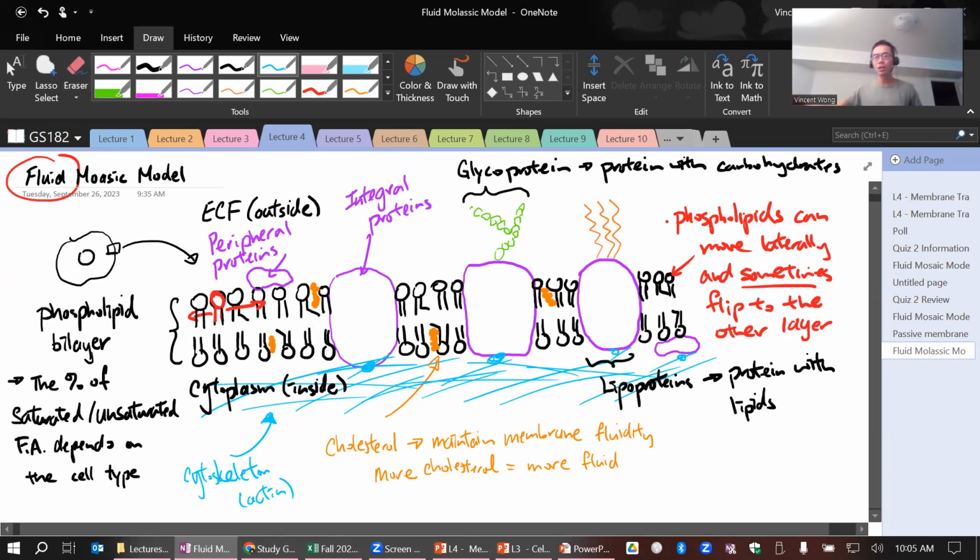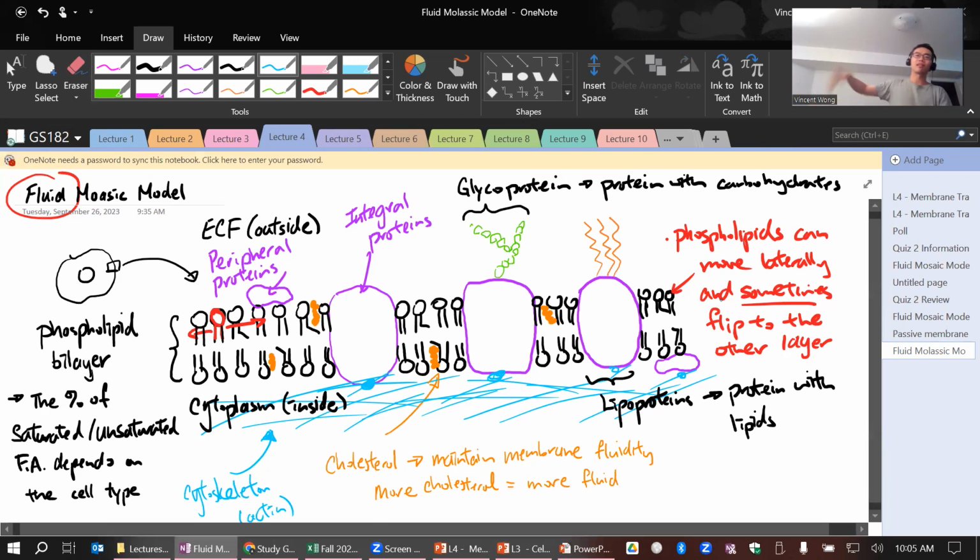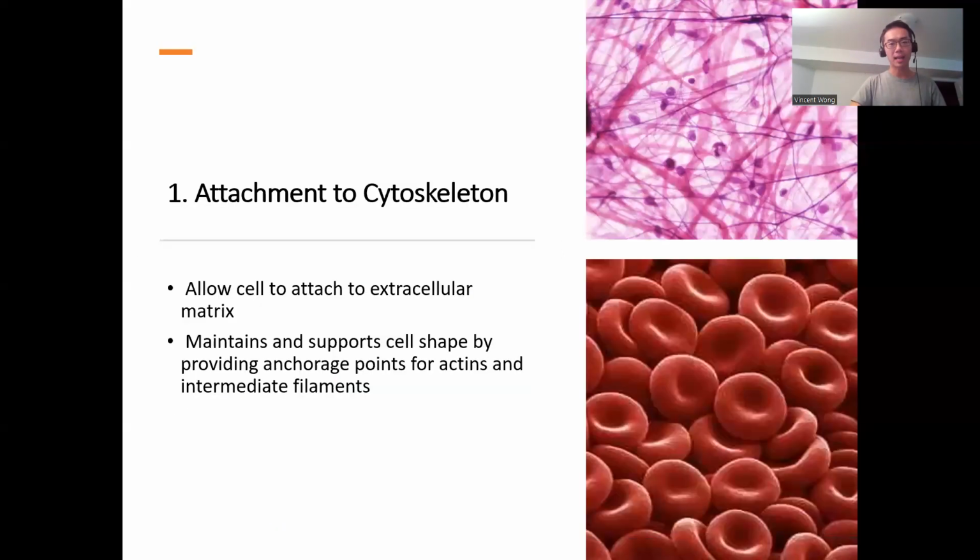Think about laying a tarp on the floor, like at a park or something. If the wind comes, it's just gonna flap all over the place, right? So you gotta anchor it in place with those pegs. So the proteins are the anchor. We don't want the cytoskeleton to detach from the cell membrane. We need to attach them. So that's one function of the proteins. They're there to provide attachment sites to the cytoskeleton.